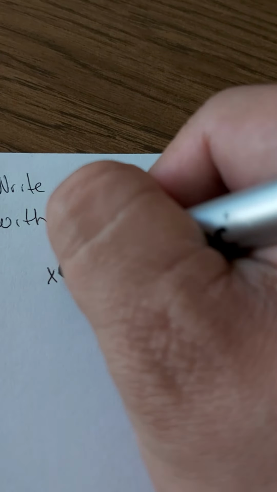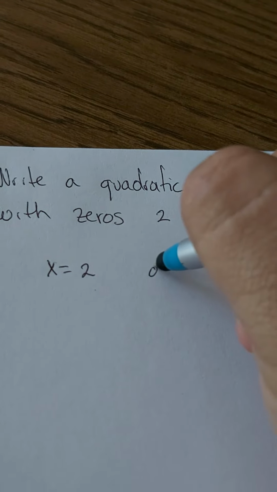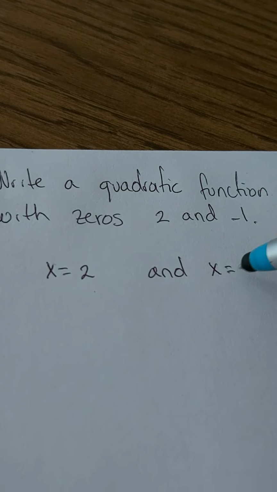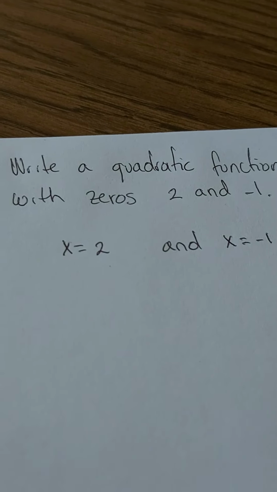Now, the last example, example 5. It says, write a quadratic function in standard form with zeros 2 and -1. We know the zeros now. Now we have to write a quadratic function. Since the zeros are 2 and -1, this means that x equals 2 and x equals -1.